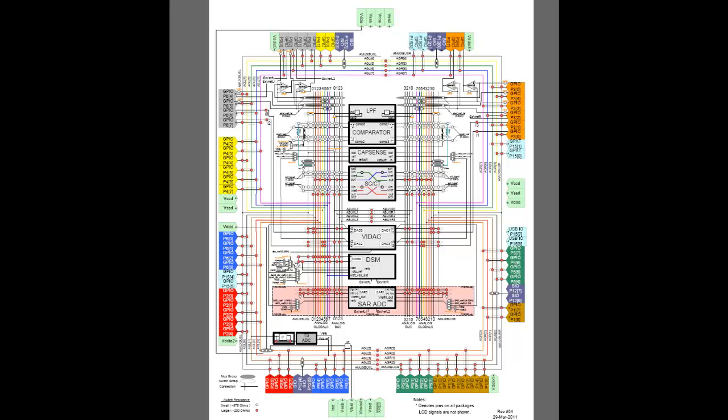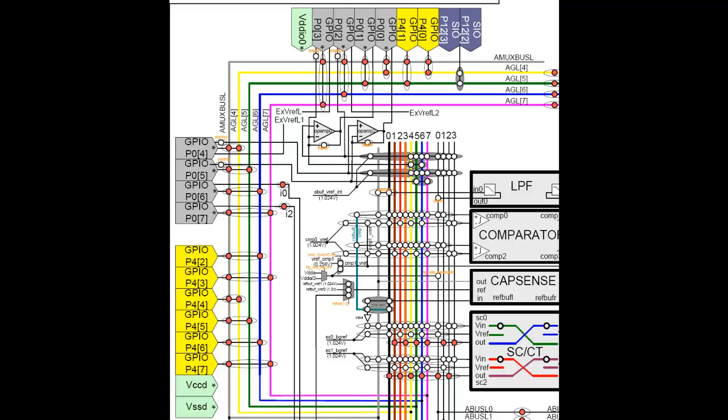I like to view this diagram as divided into 4 quadrants. The upper left quadrant contains ports 4 and port 0. These two ports are connected to the analog global buses AGL 7 through 4. These global buses are routed to the left-hand side of the analog blocks in the middle. Notice that each of these globals are connected to most of the analog block inputs and outputs.